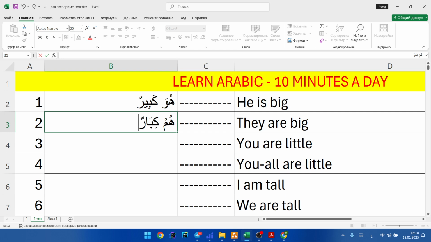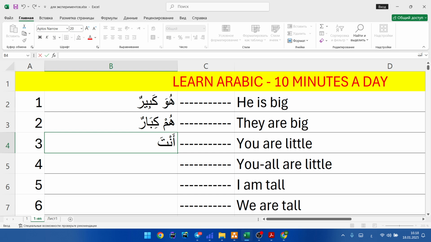So how to say a little? You are little. How to say you are little? How to say you in Arabic? We say anta. And beware, we don't say it. It is in our minds. And we say little. You are little boy.